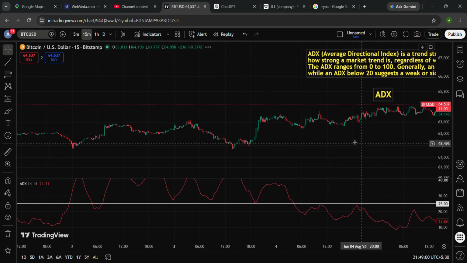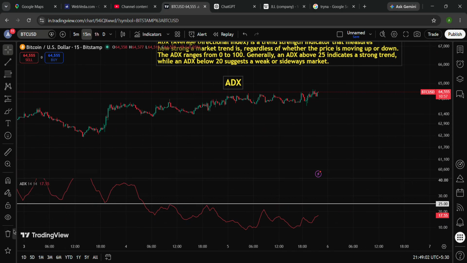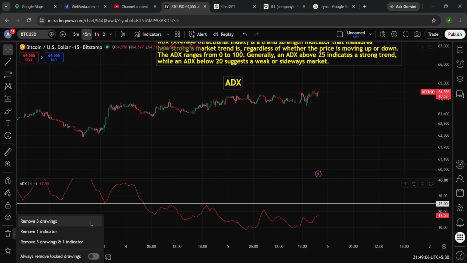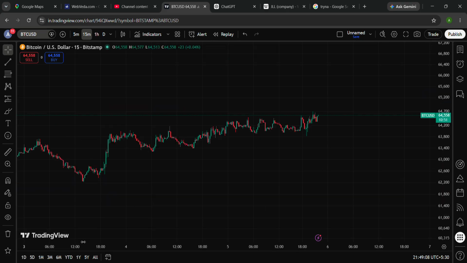So you can use ADX in your trading setup. I would definitely recommend it. To select it, just come to the indicator portion and search for it, and I have already told you everything about ADX. Make sure that you plot this horizontal line at 25 in the ADX portion, which will help you identify your trades more accurately. And I hope you get it.